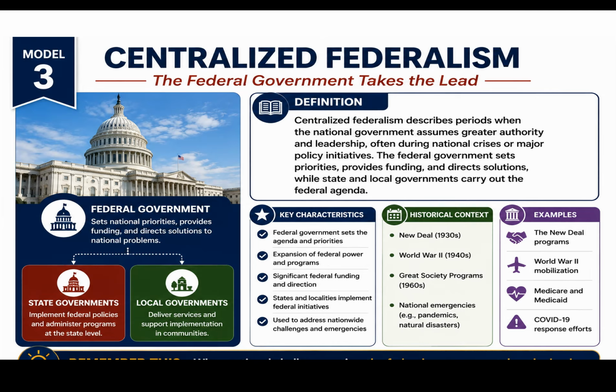Next is centralized federalism. Centralized federalism describes periods when the national government assumes greater authority and leadership, often during national crises or major policy initiatives. During these times, the federal government takes the lead in setting priorities, providing funding, and coordinating a nationwide response. Examples include the New Deal, World War II, Great Society programs, and national emergency responses.